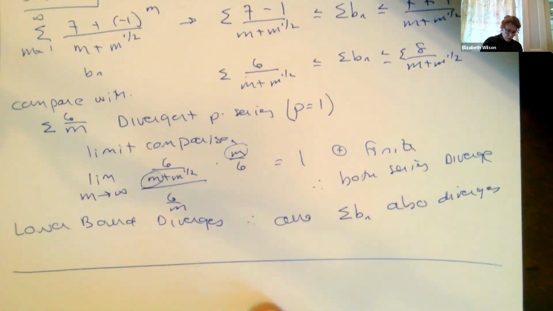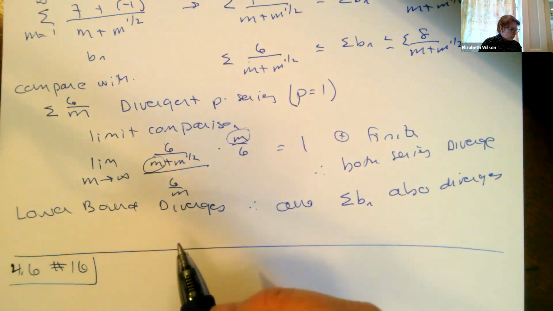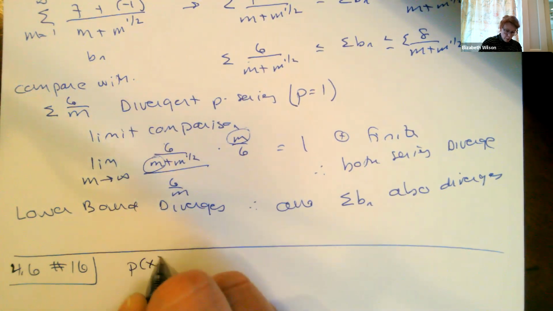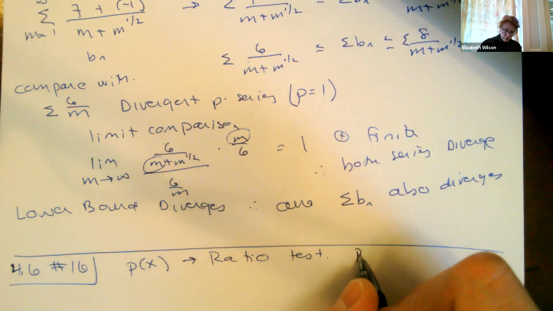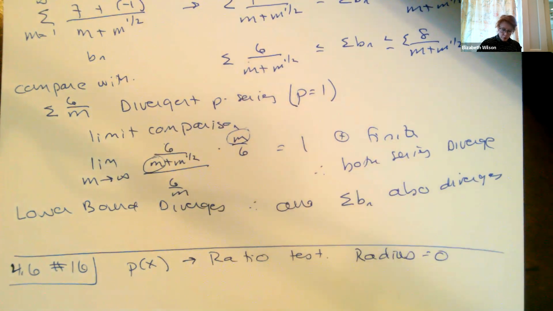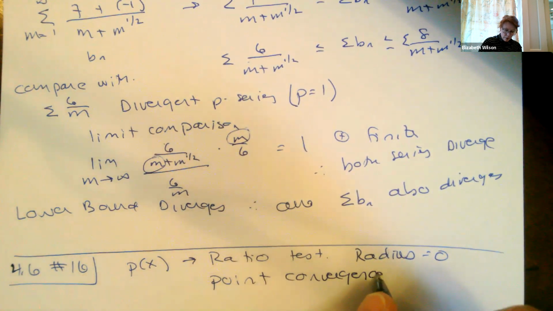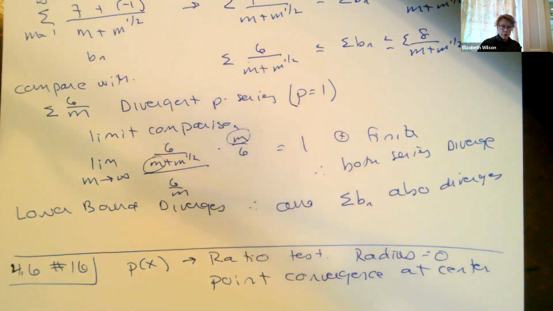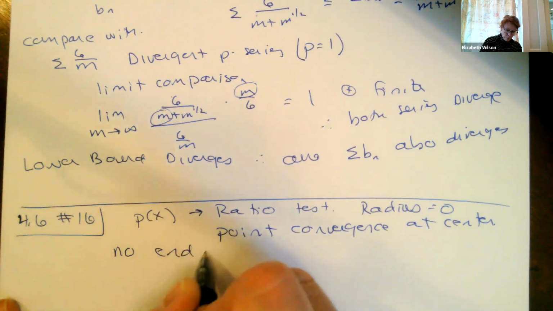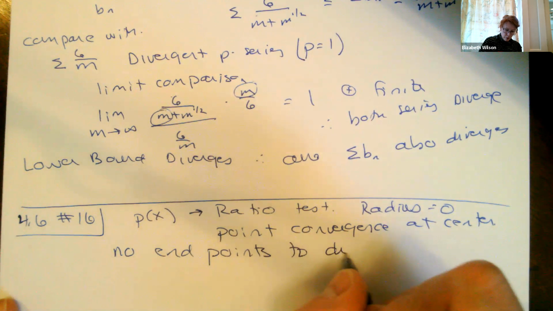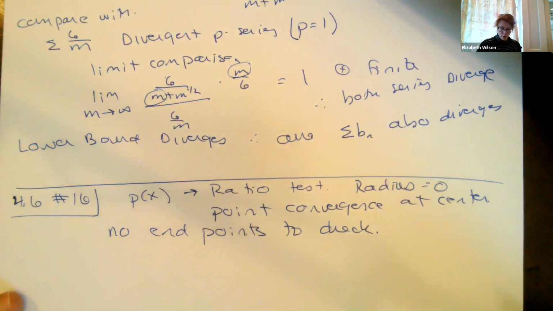I think number 16 has a point convergence, it looks like. So let me scroll up a little bit. So 4.6, number 16, this is also going to be true on P of X too. So when we did P of X, we used our ratio test, I won't go through it again, and it showed us that our radius was equal to 0, which means that we're dealing with a point convergence at the center. If you just have a point convergence at the center, then there are no endpoints to check. So you're kind of off the hook. You don't have to worry about 16 on 4.5 or 4.6 because there are no endpoints to check.